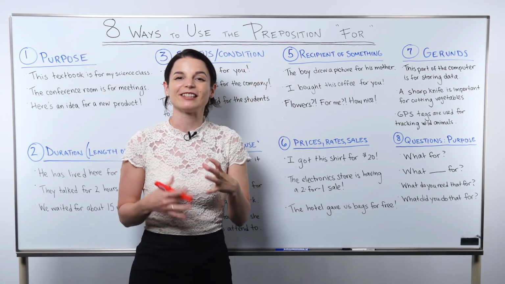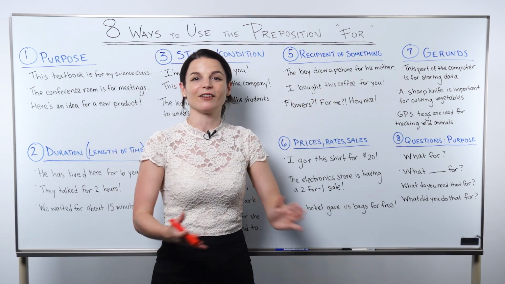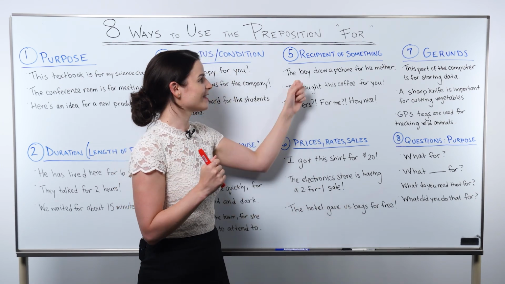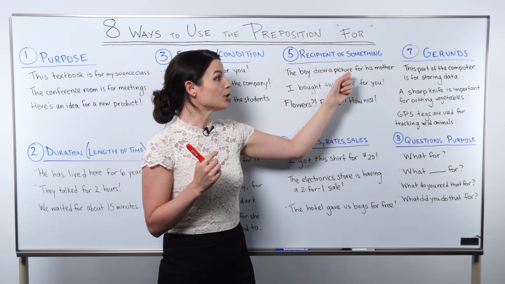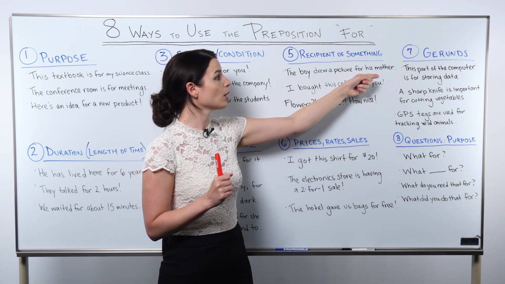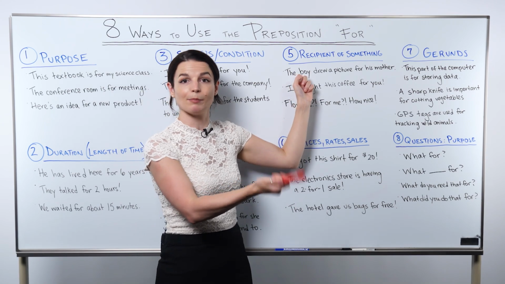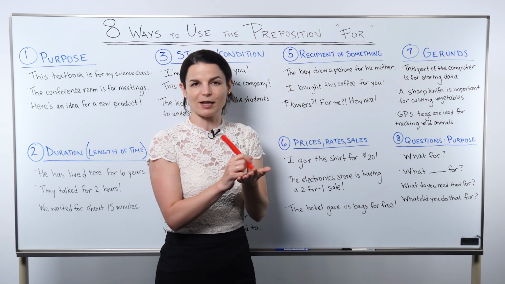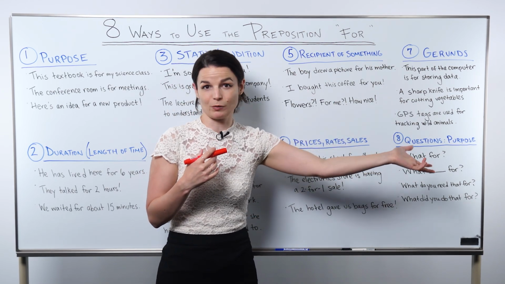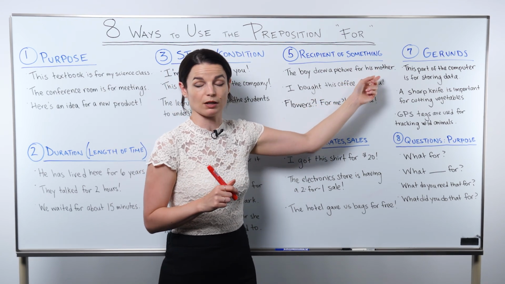Number 5, I think, is a pretty easy one to understand. We use for to express the recipient of something, the person who gets something or the person who receives something. So let's look at the examples here. The boy drew a picture for his mother. So here, for comes before his mother. She is the person who received the picture. So it's like saying the reason someone did something is for giving it to this person or in order to give it to this person. We describe the recipient with for, or we preface the recipient with for.